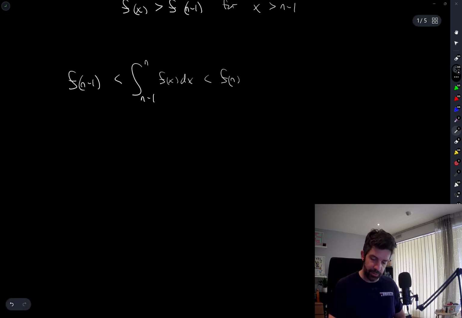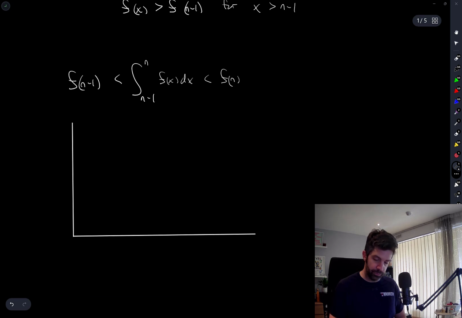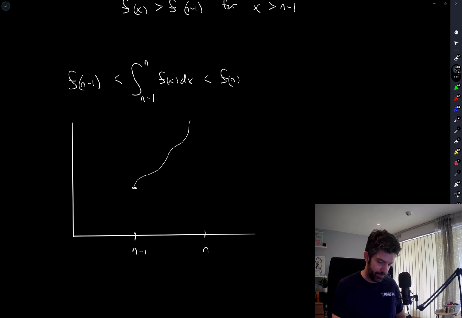If I wanted to show graphically why this is true, the question says by considering the area or otherwise, and I did this with purely analysis-related results. But if that's n minus 1, and I'll call that n, the function is strictly increasing, something like that. Well, the integral of this function from n minus 1 to n is the area underneath this.